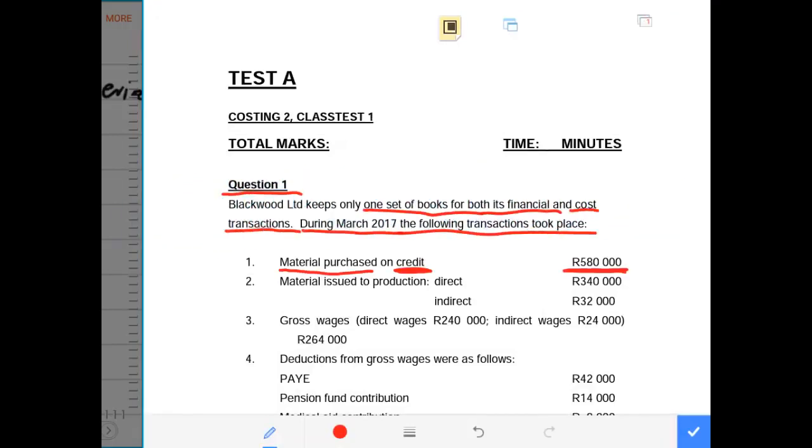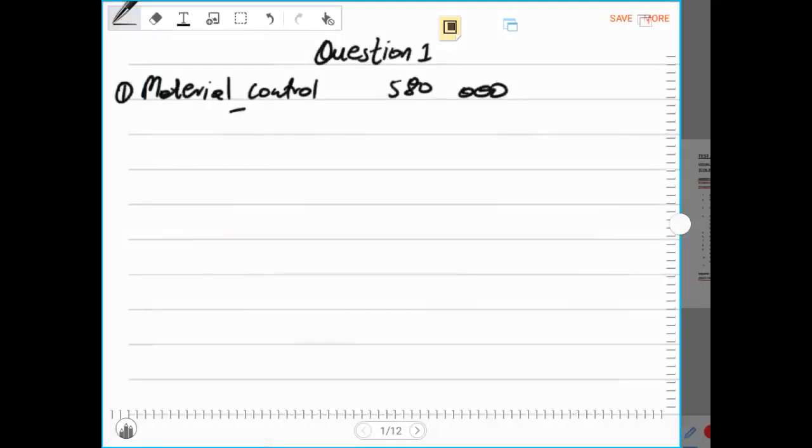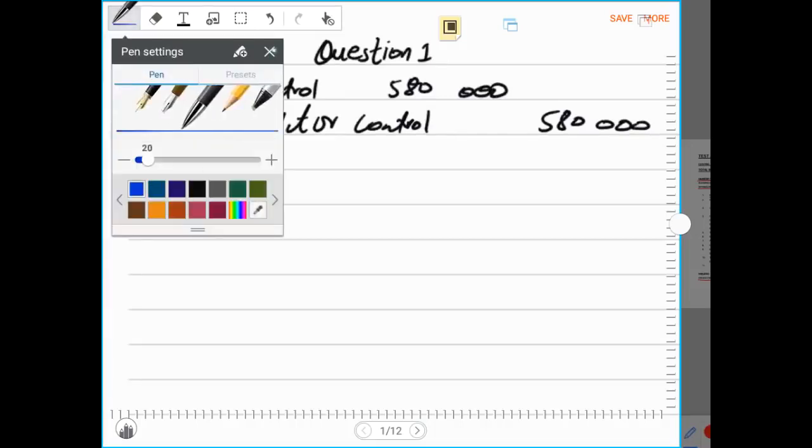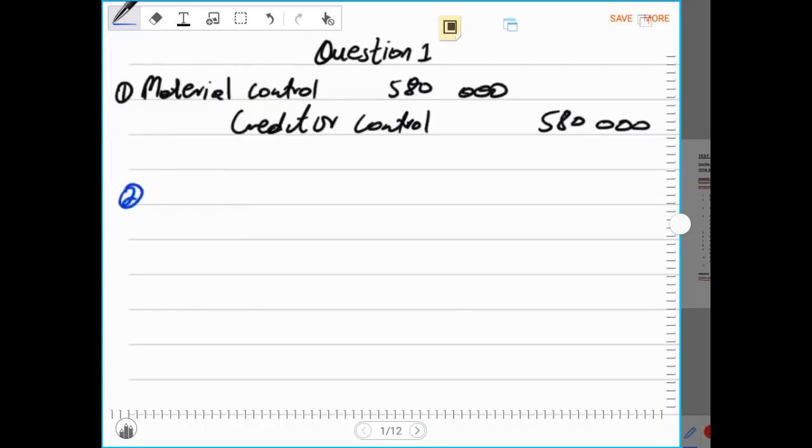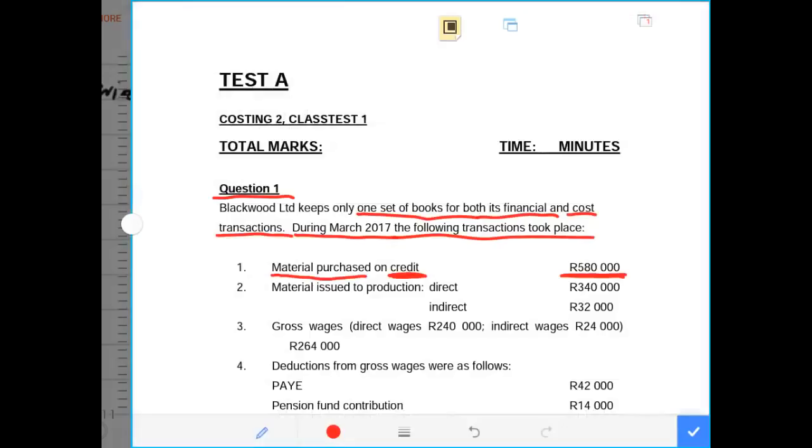It will be increasing by 580,000 rands. Because this material was bought on credit, we credit our trade payables, or creditors control, the preferred account. Our creditors control will increase by 580,000 rands for the material that was bought on credit. Then we go to entry number 2, and we check what entry number 2 has for us.